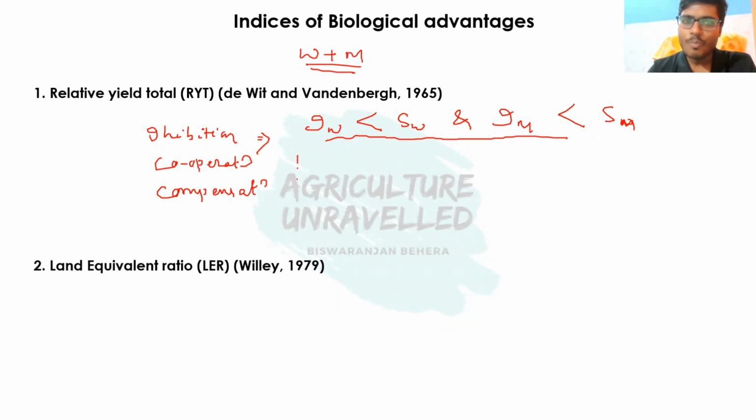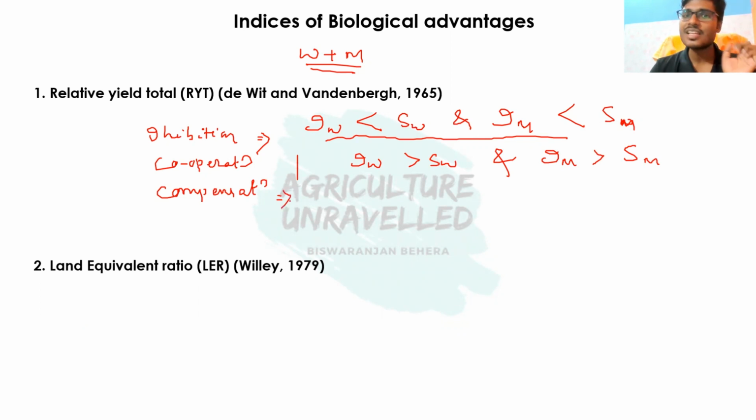The relationship is cooperative when the intercrop yield of wheat is more than the sole crop yield. At the same time, the intercrop yield of mustard is also higher than the sole crop yield of mustard. It means both crops have higher yield as compared to their sole crops. So the relationship is known as cooperative.